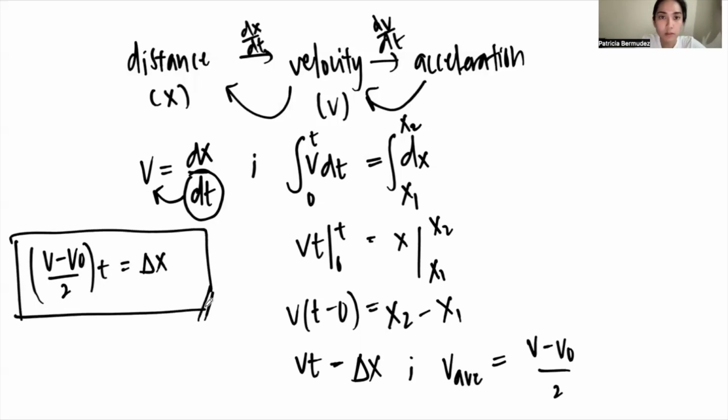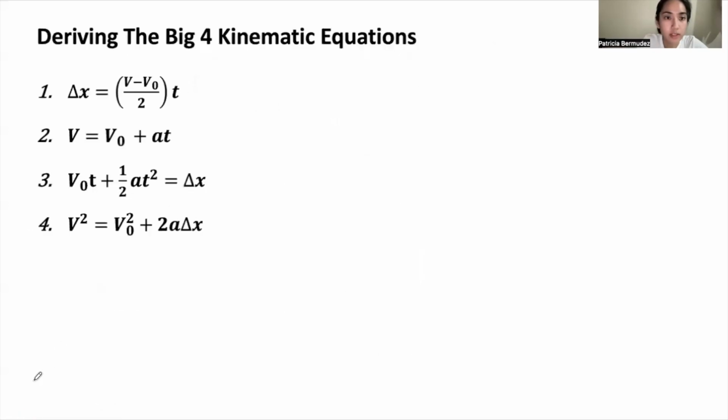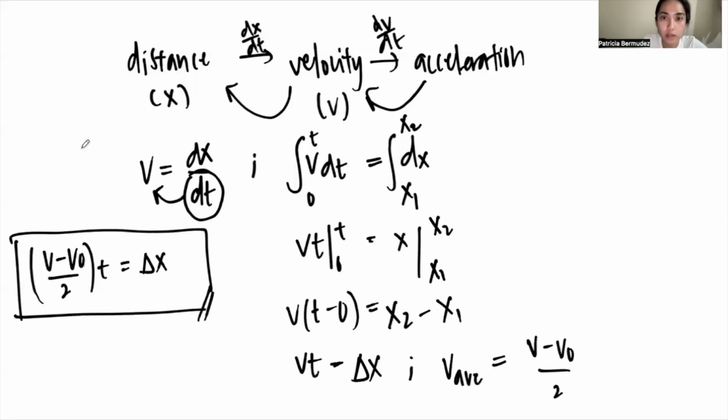Okay, so taking the second equation, we have acceleration and velocity. What we're going to use here is this principle. We know that acceleration is equal to the derivative of velocity with respect to time. So I'm going to do the same thing: we transpose dt first to the other side, so it'll be a dt is equal to dv.